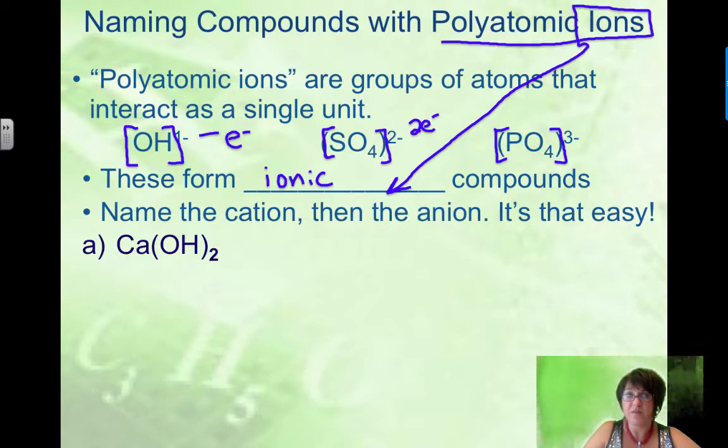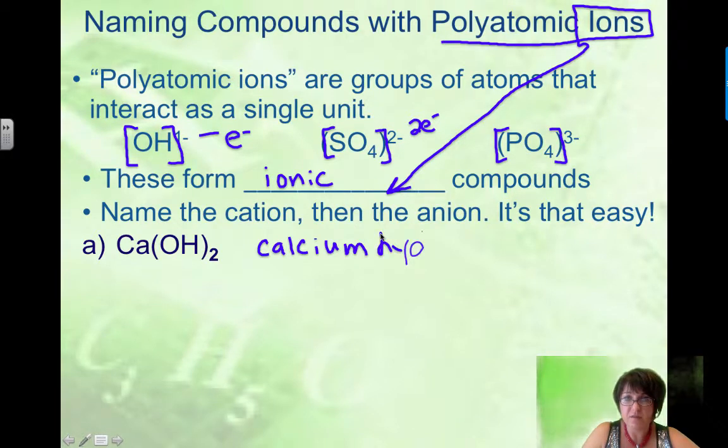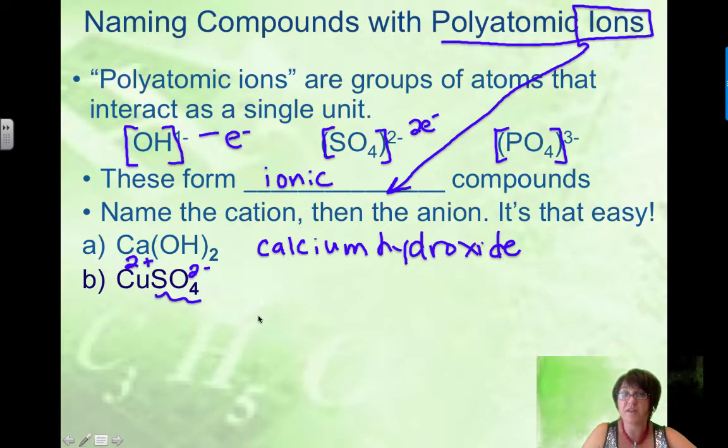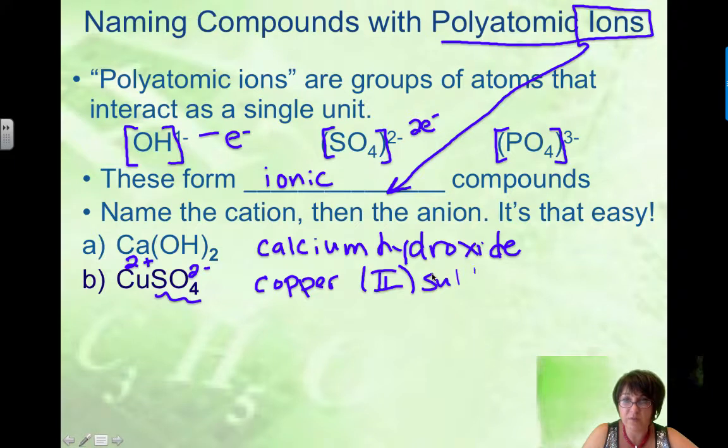It's that easy. So here we have Ca for calcium, and then OH is called hydroxide. So I name each piece, and I'm done. Calcium hydroxide. Boom. Now, this one's a little trickier. Since sulfate has a 2- charge, we know that this kind of copper is the kind that's a 2+ charge, not a +1 charge. So let's name this copper(II) sulfate, not just copper sulfate. That would be inadequate.